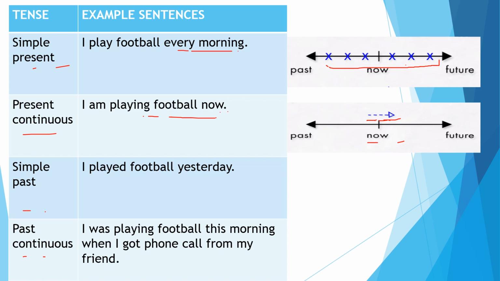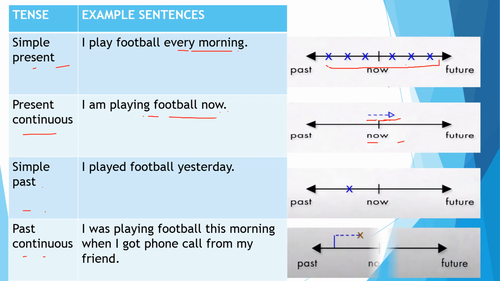Okay. Third is simple past tense. Simple past tense expresses a finished action in the past. See here, I played football yesterday. So the match or the game is over now. It talks about the finished action in the past.